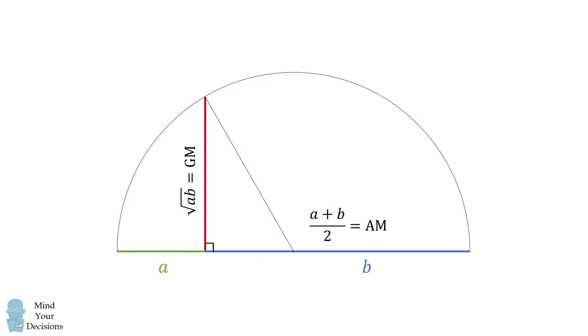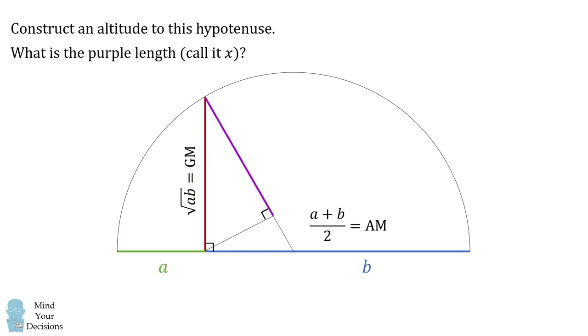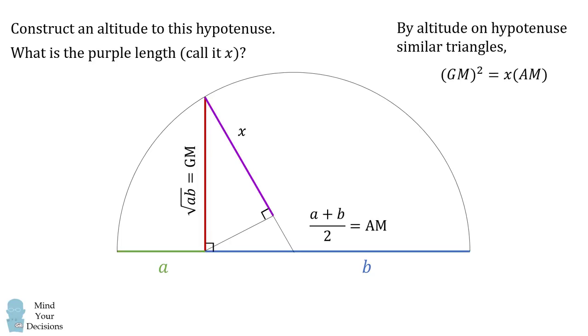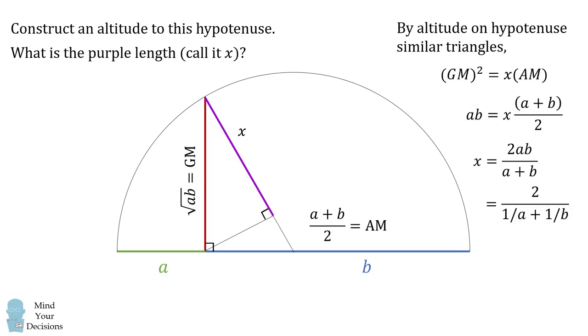So now let's construct the harmonic mean. We'll draw an altitude to this hypotenuse. Using the properties of an altitude on a hypotenuse, we'll try and figure out the length of this purple segment, which we'll call x. So using these similar triangles, we get that the geometric mean squared is equal to x times the arithmetic mean. We substitute in those values and then solve for x. Another way of writing this is 2 divided by 1 over a plus 1 over b, which is exactly the harmonic mean. So now, from this diagram, we can deduce the geometric mean is always greater than or equal to the harmonic mean.